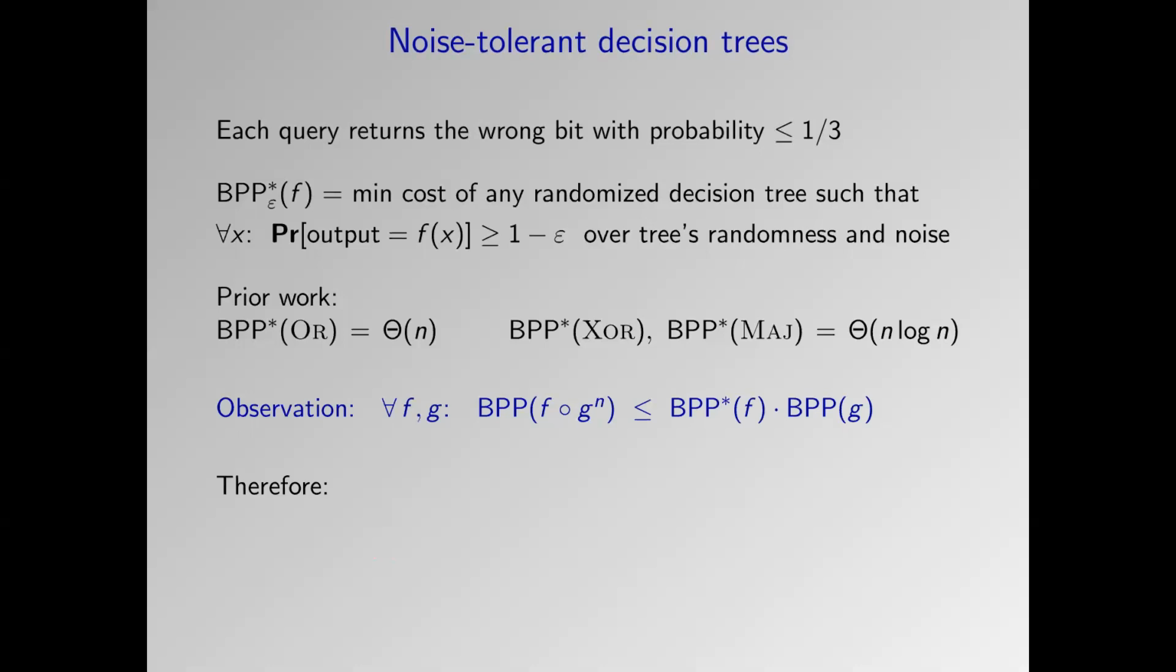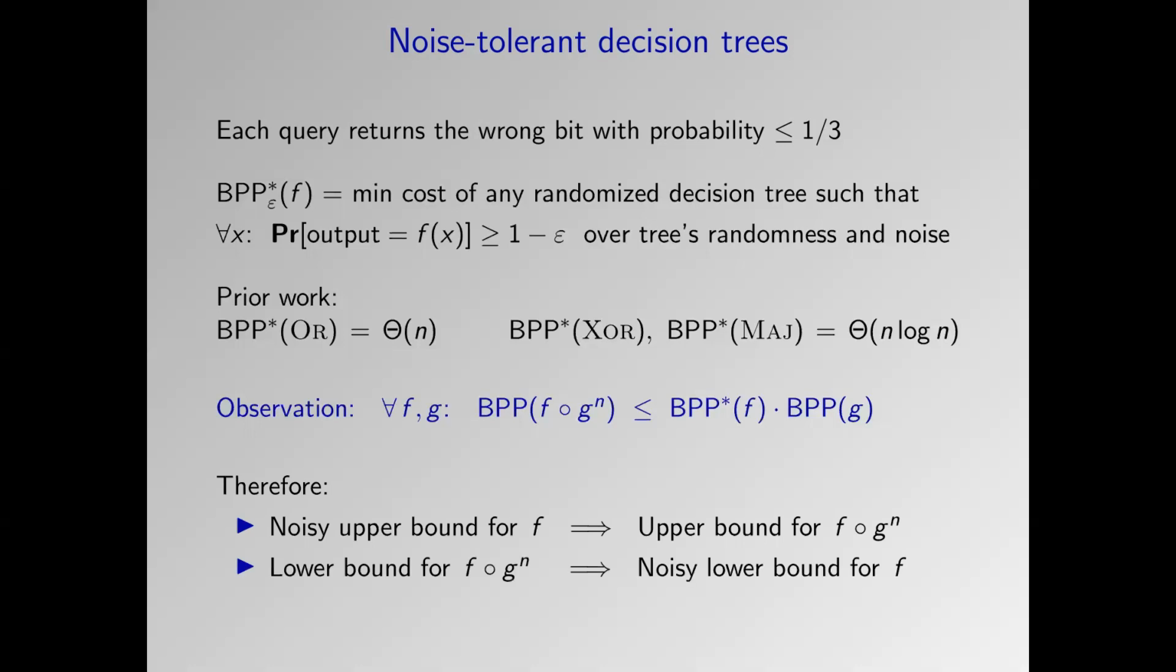A consequence is that if we have a noisy upper bound for F, that implies a plain upper bound for the composed function. And the contrapositive is that if we have a plain lower bound for the composed function, that implies a noisy lower bound for F. This observation and this consequence also hold for the other measures such as post-BPP and WAP that we mentioned earlier.